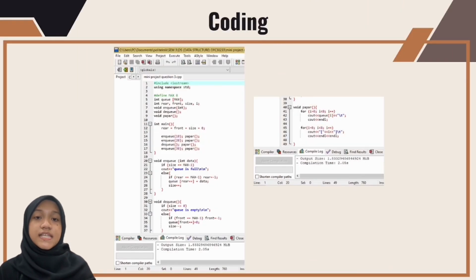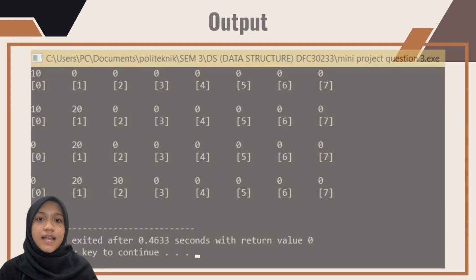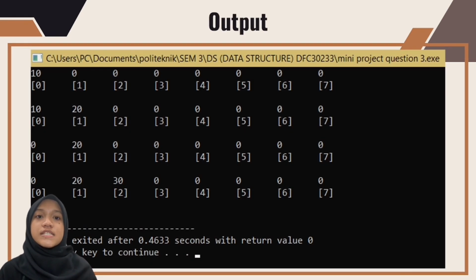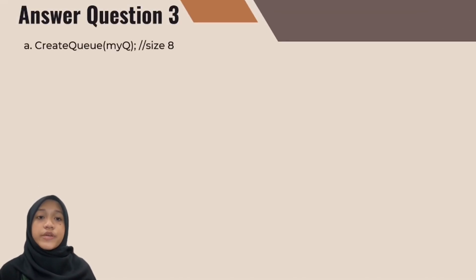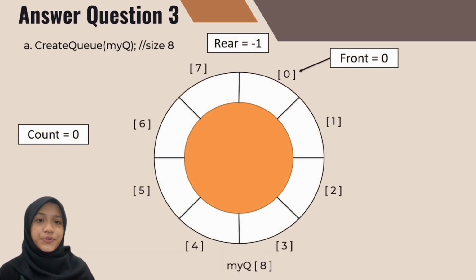So, as we can see, this is the code that we typed in C++ to perform enqueue and dequeue operations. And then, this is the output for the circular queue. So, this is the answer for question 3. First, the question wants to create a queue with size 8. In this queue, the rear is -1, front is 0 and the count is 0 because there is no data.